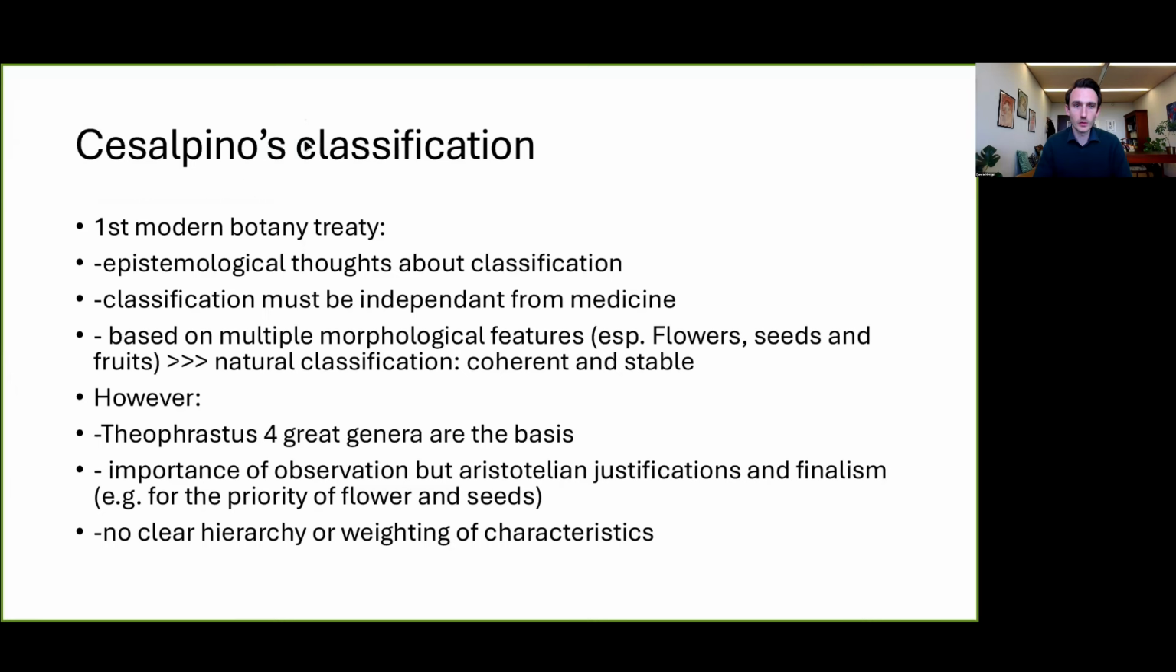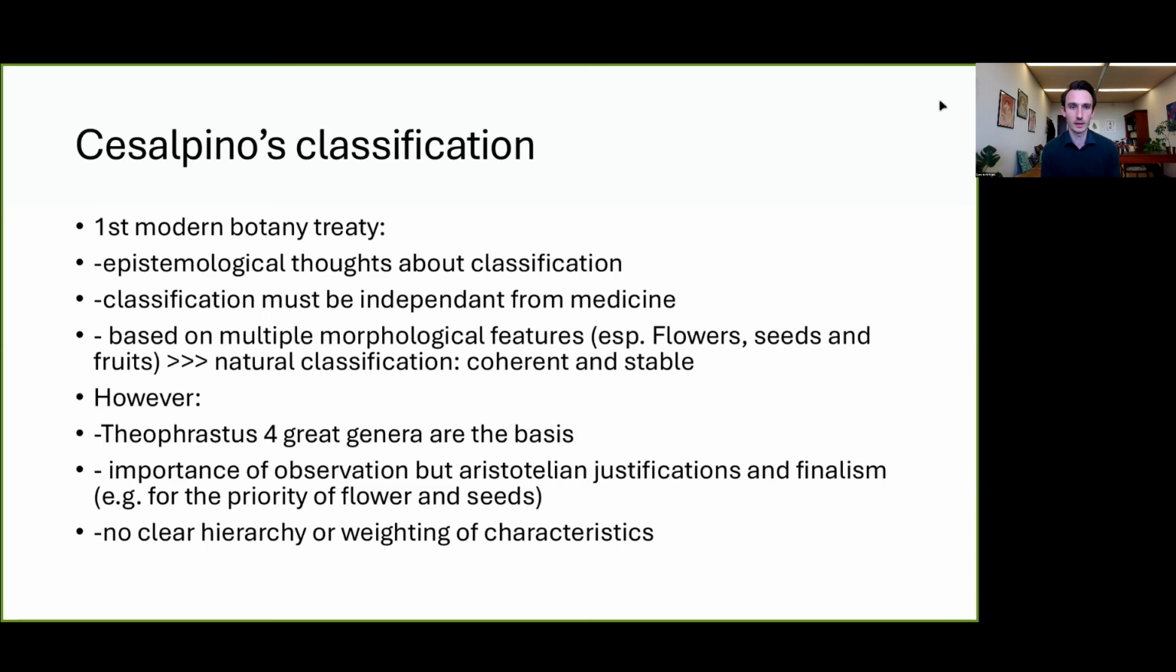Thank you. So what about Cesalpino's classification? As I said, it's probably the first modern botany treatise, mainly because of these epistemological talks about classification that were made very explicit. Before, it was very common to apply a classification method, but not necessarily to think about the method itself. And this method, as I've already said, in Cesalpino is thought to be really independent from medical considerations, which is also very important because previously a good botanical classification was intended to reflect pharmacological properties, or more generally speaking, uses of plants.